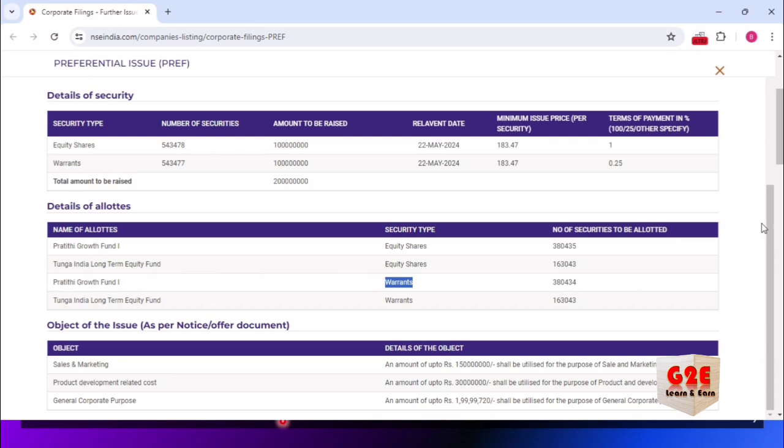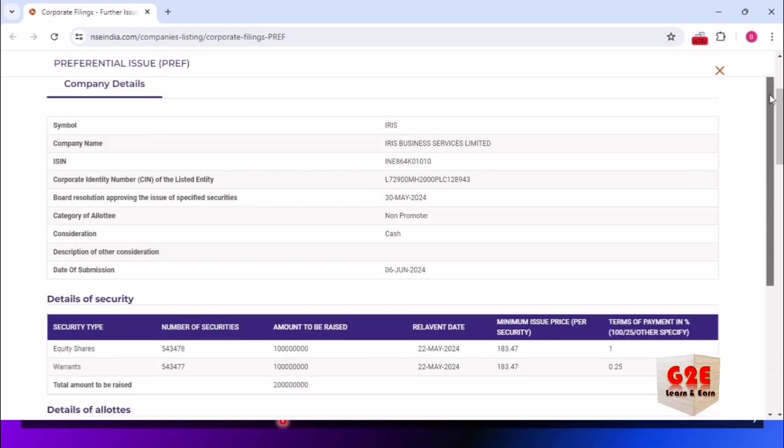This is the way they issue preference shares, and normal small investors will not get them. High profile investors and promoters will get preference shares. So now you can understand how you can get them. Suppose some promoters are watching this video, those people also will get it, but small investors will not get preference shares. I think this information will be very helpful for someone.